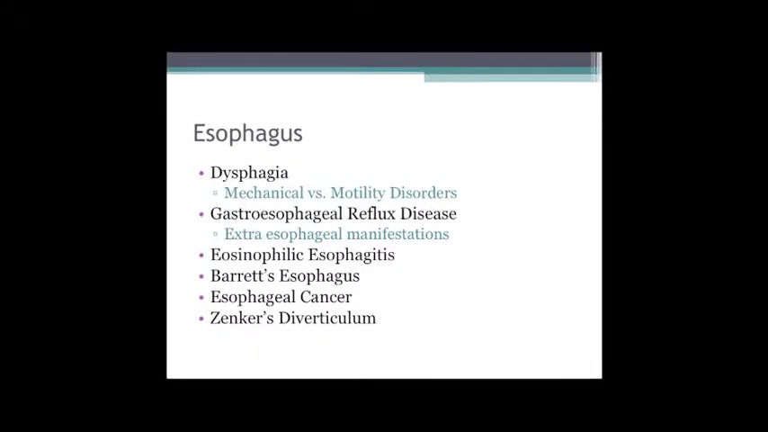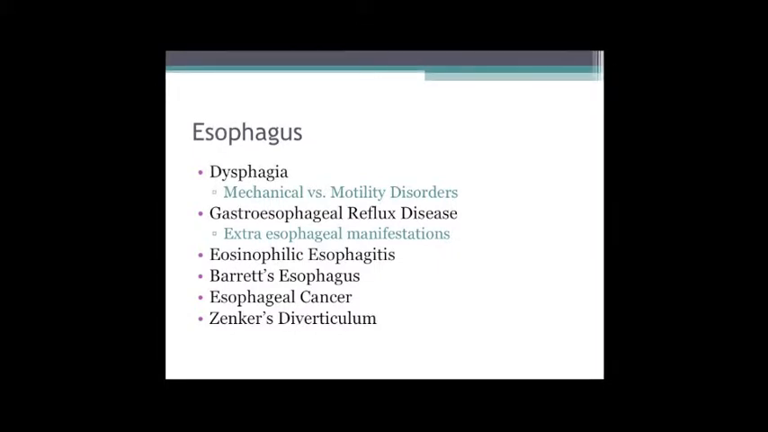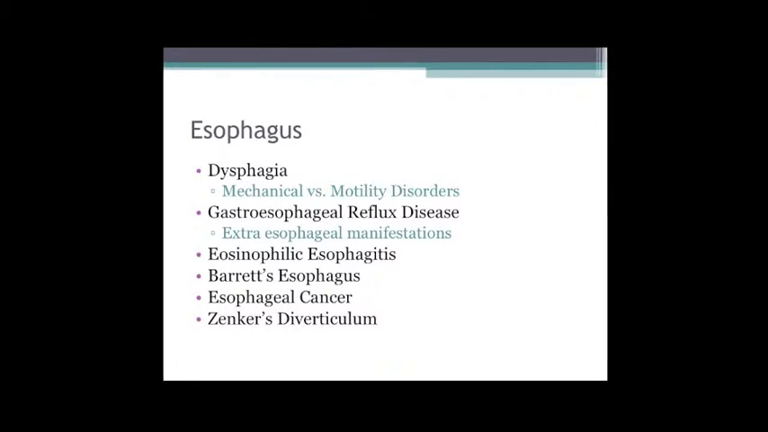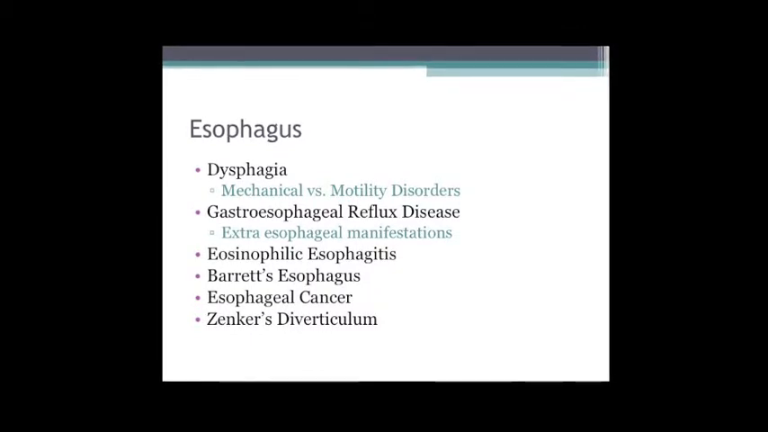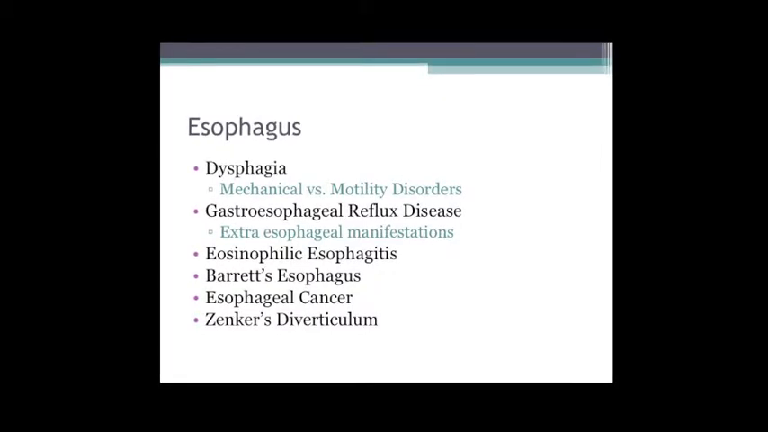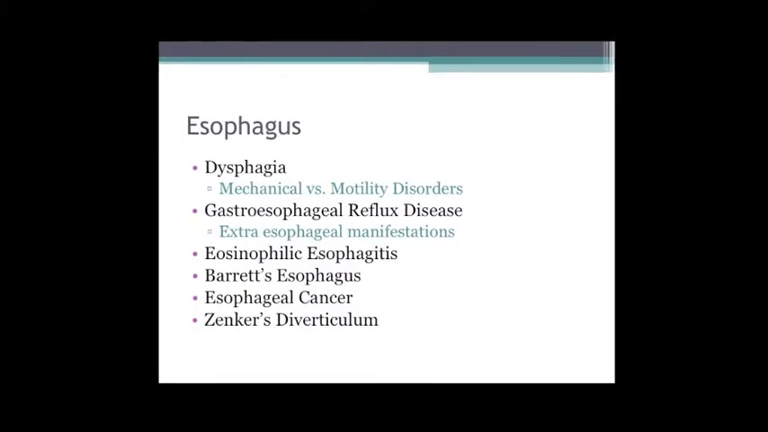esophagus. With the esophagus, these are the likely diseases that you'll see. You'll need to know about dysphagia, and the first differentiation you need to make is: is this mechanical, is it a stricture? We're going to be going through these individually. Or is it a motility disorder? In terms of gastroesophageal reflux disease, most of the questions that I've seen recently actually have to do with extraesophageal manifestations. So things like cough and asthma, those are the kinds of things they're focusing on right now.